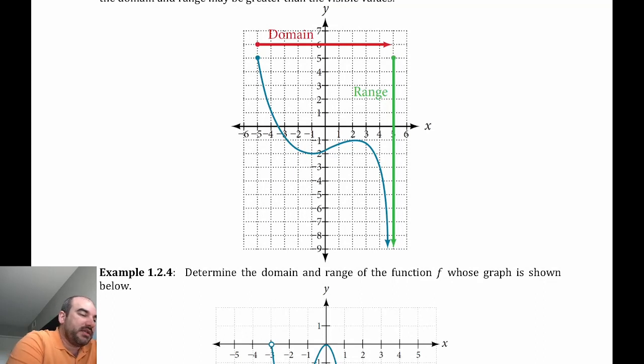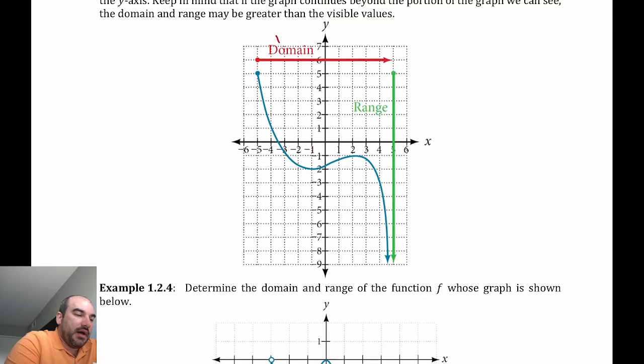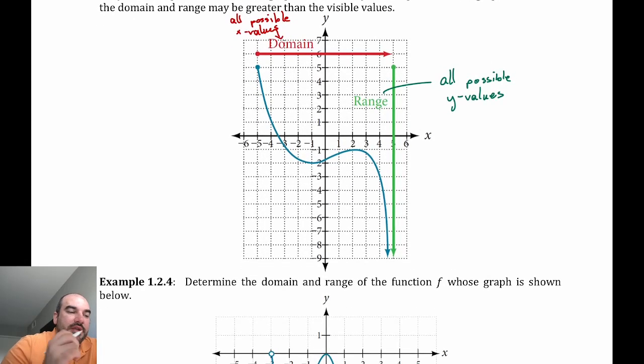Domain is essentially going to be all possible x values, and range is going to be all possible y values. When we say find the domain and range of a graph, we're talking about the domain and range of this blue curve here, okay? So we look at the blue curve and we look at all possible x values that are on the blue curve.